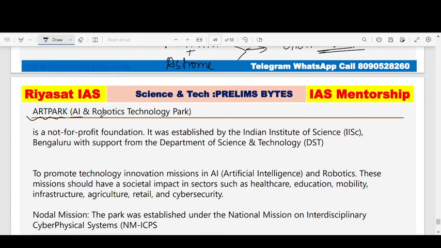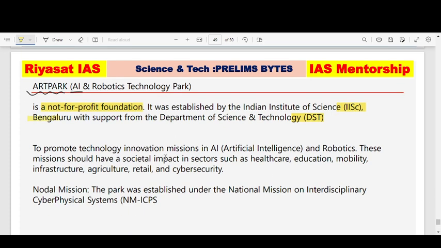The full form is AI and Robotics Technology Park. It is a not-for-profit foundation developed by IISc Bangalore and the support of DST, that is your Department of Science Technology. Clear? Why it has came? Obviously, the name suggests that AI and robotics technology, so it will help to promote technology in AI and robotics so that they can have a good societal impact in healthcare sector, in education sector, in mobility, infrastructure, agriculture, retail, and cyber security. Clear? Nodal mission, you need to understand.